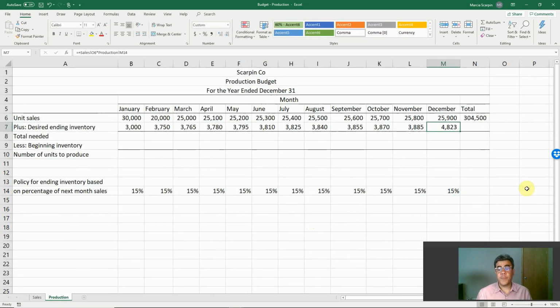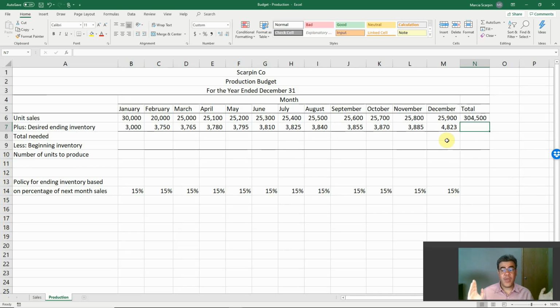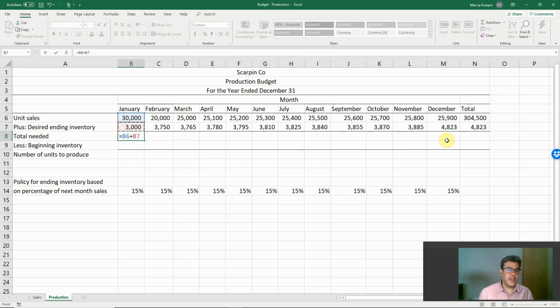And the total is not the sum, because we are talking about inventory, we are talking about the balance sheet. So here, what is the total ending inventory in December? It will be the ending inventory of December, so it will be 4,823. And the total needed is unit sales plus ending inventory.